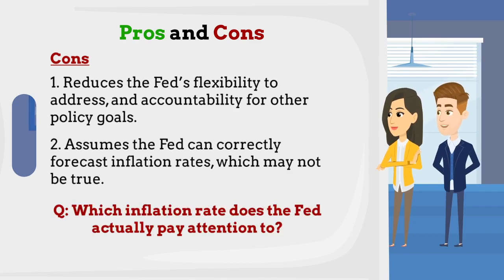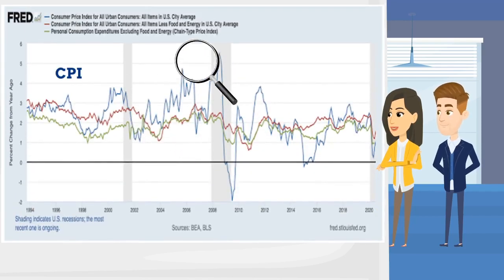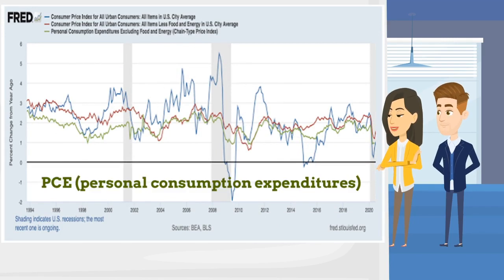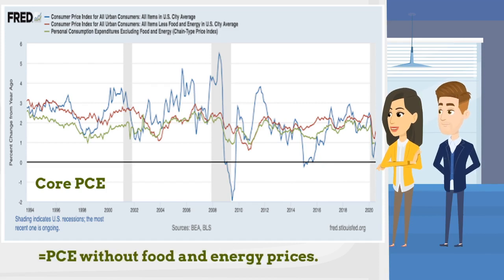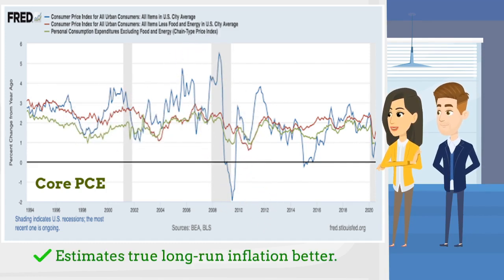So, which inflation rate does the Fed actually pay attention to? According to this chart, CPI is too volatile and probably overstates inflation. So the Fed had used the PCE, Personal Consumption Expenditures, Index, which is a broad price index similar to the GDP deflator. However, it has changed to Core PCE since 2004. What is Core PCE? It is PCE without food and energy prices. It is more stable compared to CPI and Core CPI too. The Fed believes it estimates true long-run inflation better.